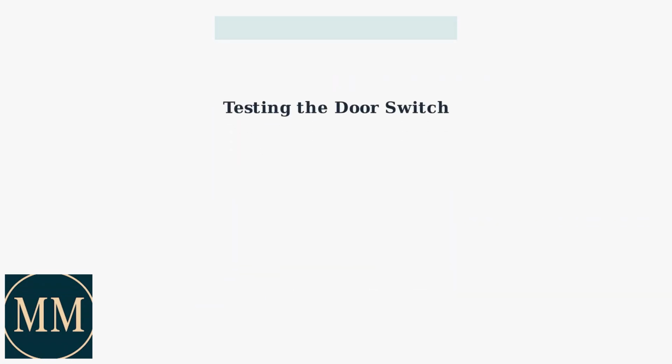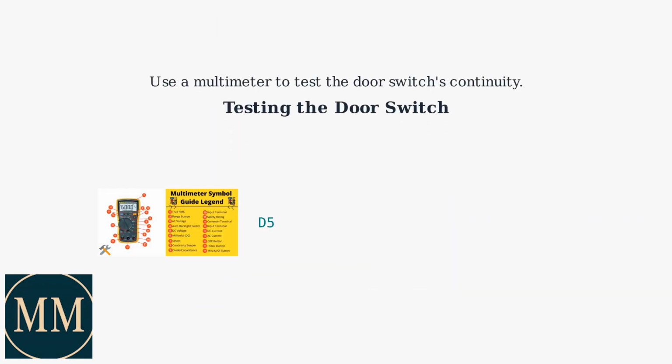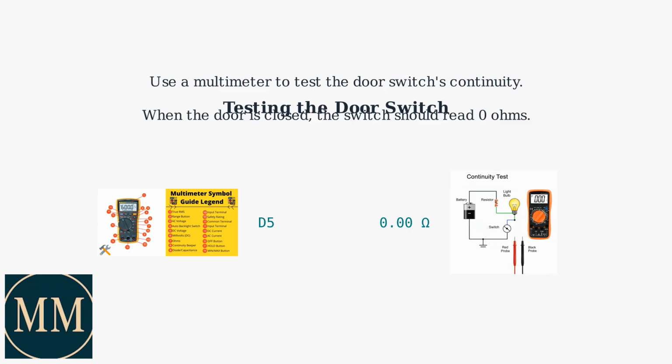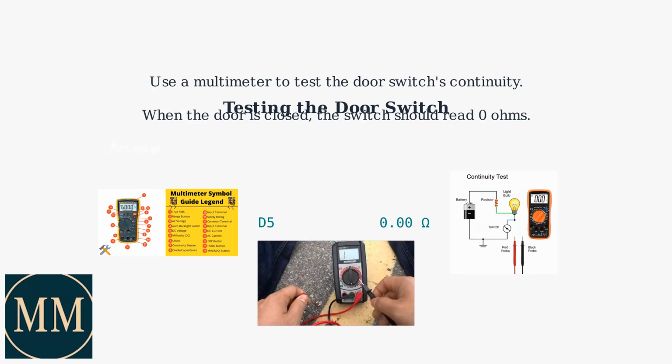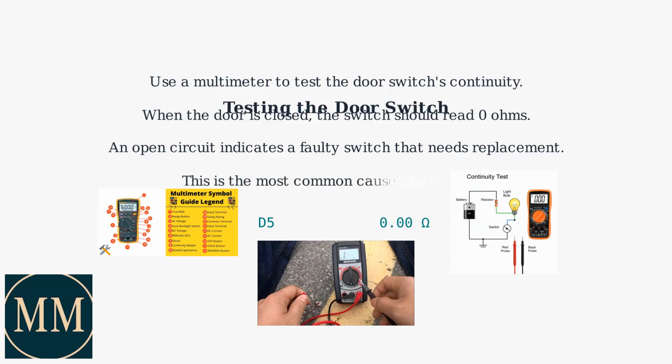Testing the door switch is crucial for diagnosing the D5 error. Use a multimeter to check continuity. When the door is closed, the switch should show 0 ohms resistance. Set the multimeter to continuity mode and connect the probes to the door switch terminals. A closed door should result in a complete circuit. If the multimeter shows an open circuit or high resistance, the switch is faulty and needs replacement. This is often the root cause of the D5 error.